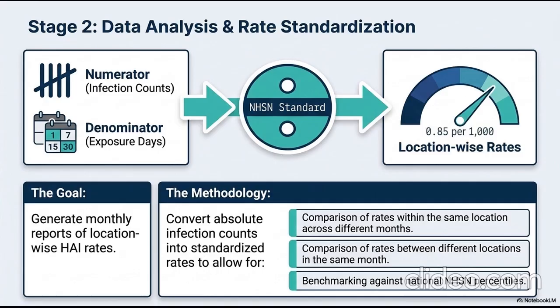Slide 9. Device-associated infection, DAI, rates. For DAIs like CAUTI, CLABSI, and VAE, the formula is number of cases divided by number of device days times 1,000. Using a multiplier of 1,000 device days standardizes the incidence, allowing for an apples-to-apples comparison, regardless of whether a unit is large or small.